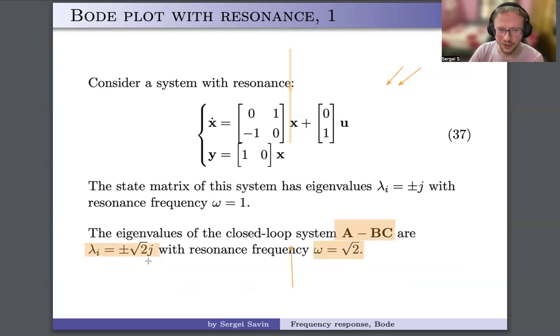And notice eigenvalues happen to also have this square root of 2. And here there's 1 also in the eigenvalues. So Bode does help you identify those resonances.